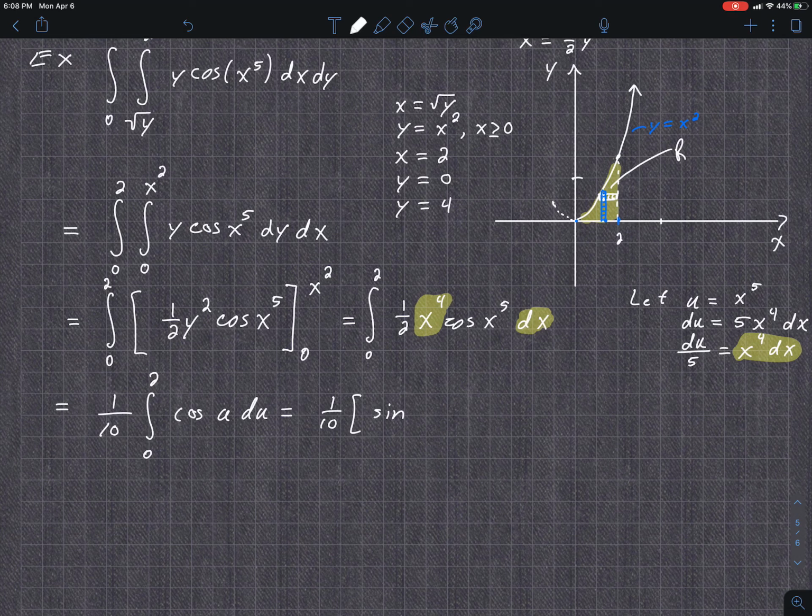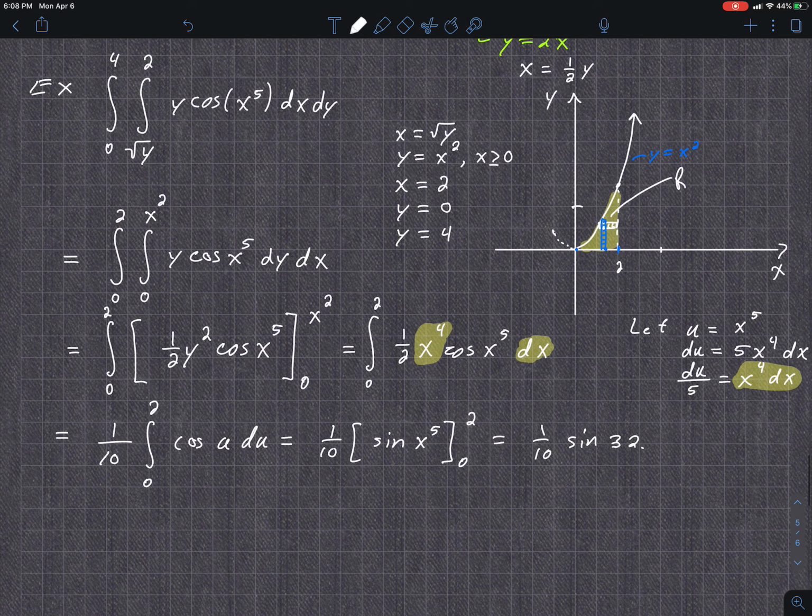Then you evaluate 1/10 and then sine x to the 5th, 0 to 2. So it's just 1/10 sine of 32. Just leave it like that. And again, right now that's just evaluating functions or integrals, evaluating multiple integrals. It doesn't really mean a whole lot right now because we don't know what this function is saying.